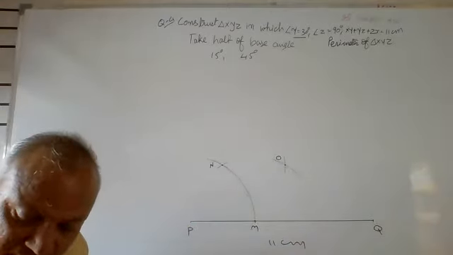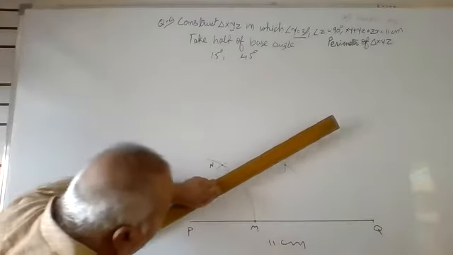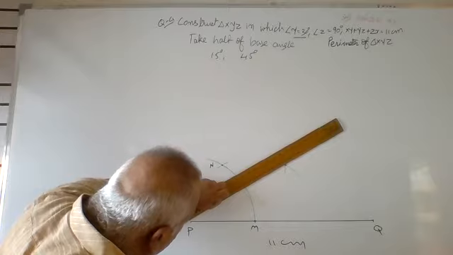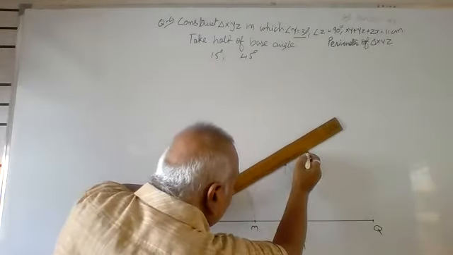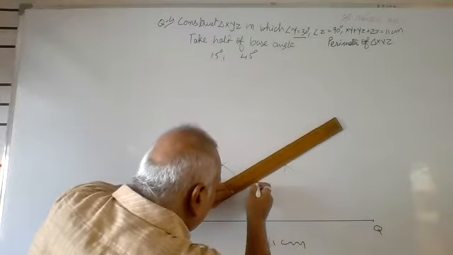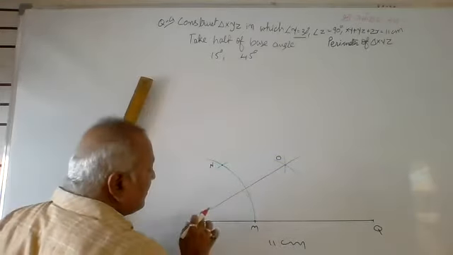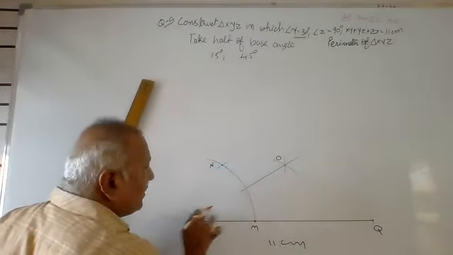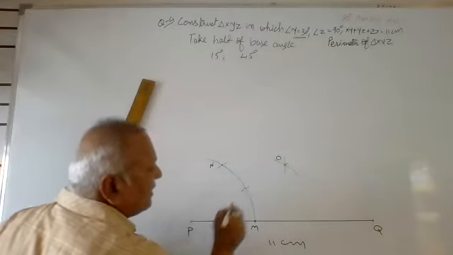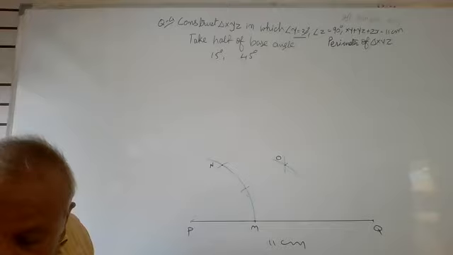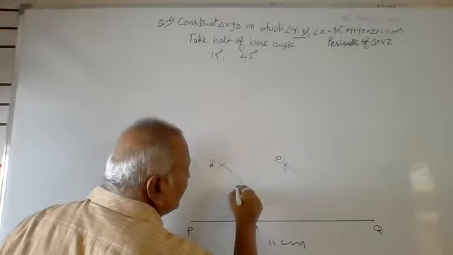Then from P and O we have to join them. So here I will join O and P. It is 30 degree, but we need only this point. It is not our required construction. So I have to get a point here for making 15 degree. We can say it is S.